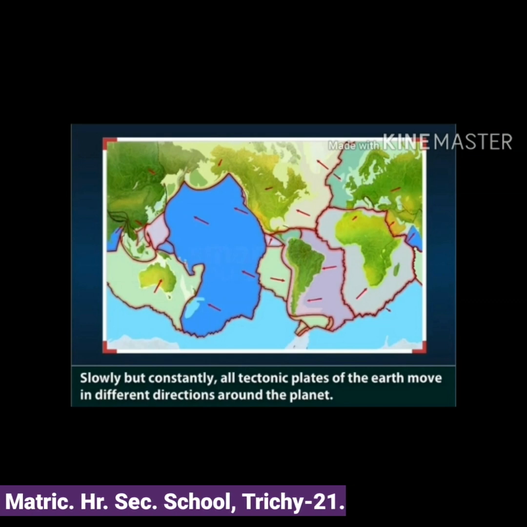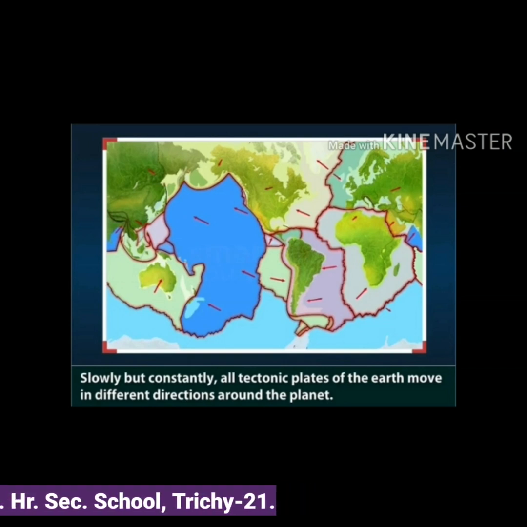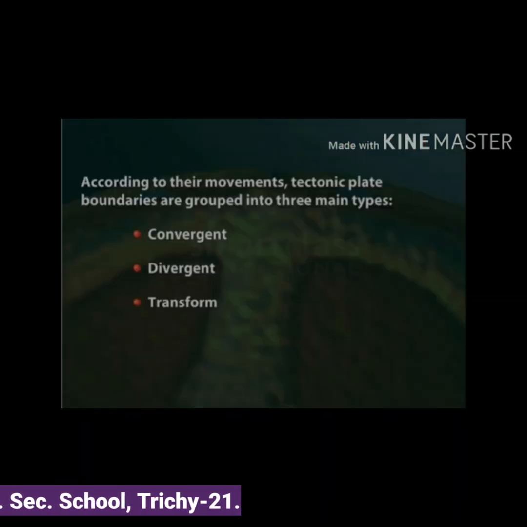Slowly but constantly, all tectonic plates of the earth move in different directions around the planet. According to their movement, tectonic plate boundaries are grouped into three main types. First, convergent; next, divergent; and third, transform.